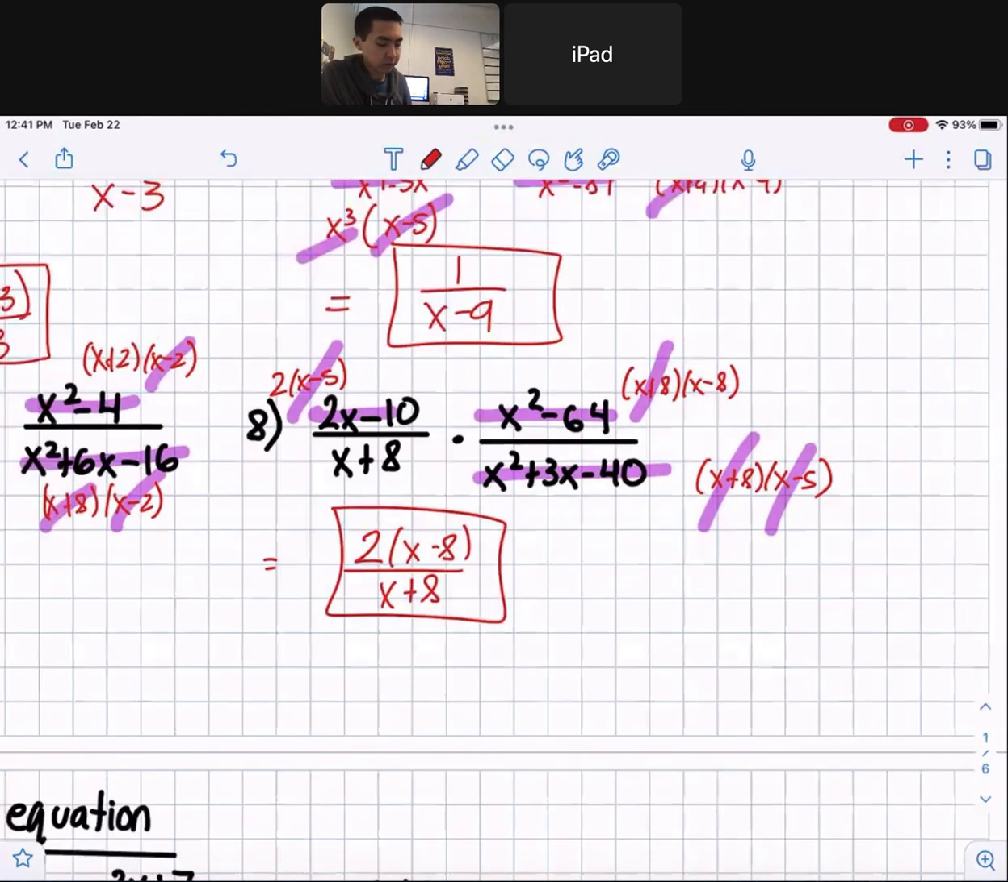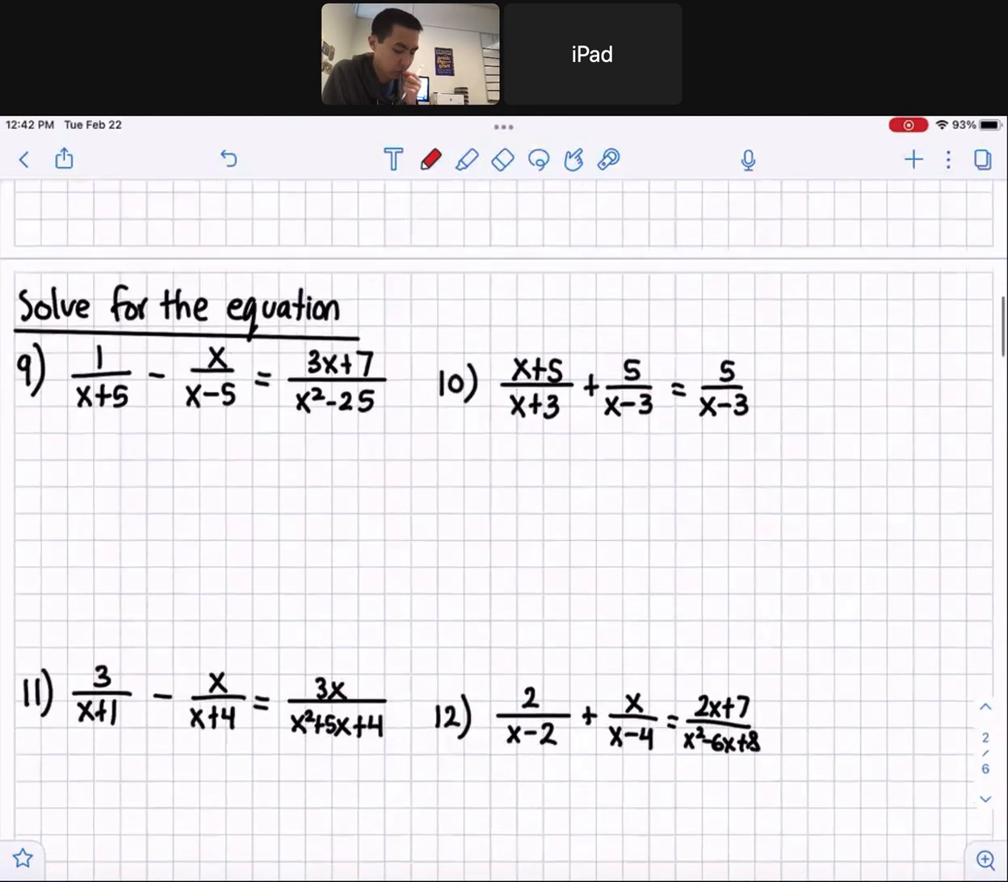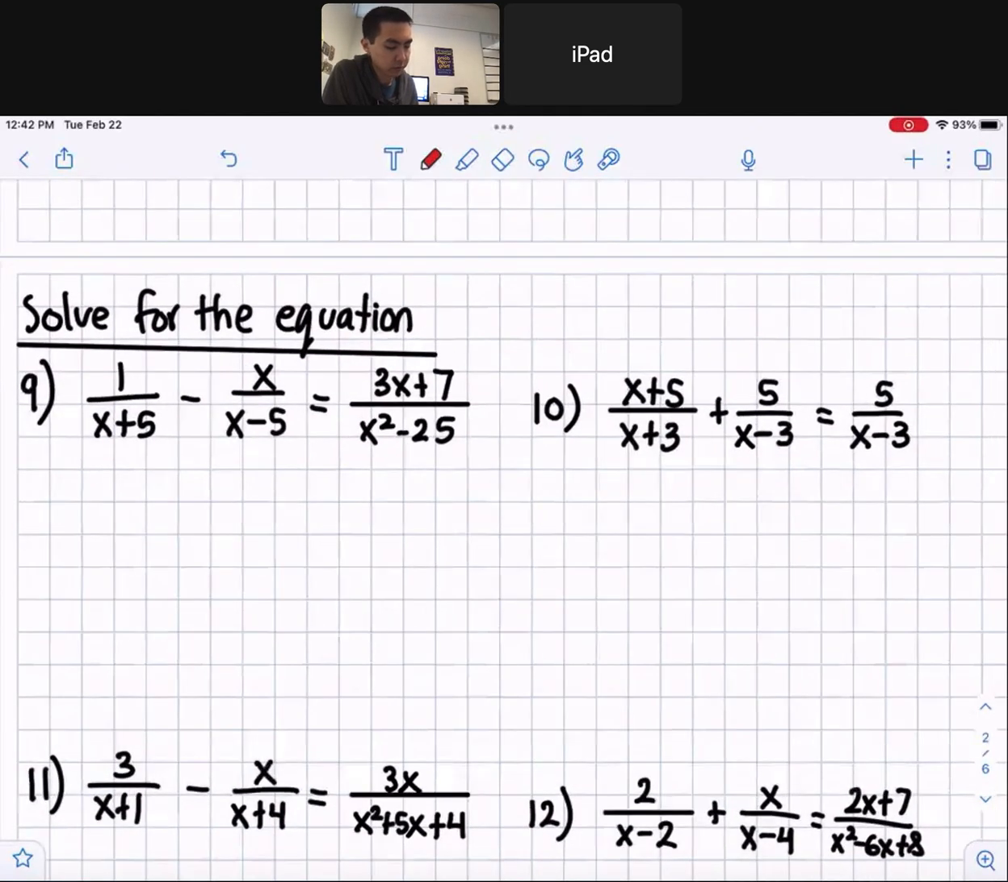So those are expressions: addition and subtraction, division, and multiplication. Now let's get to equations. So with equations, first, let's factor this so that it becomes x plus 5 times x minus 5 factoring. Now we're going to multiply the entire thing by the LCD, which is x plus 5 times x minus 5.